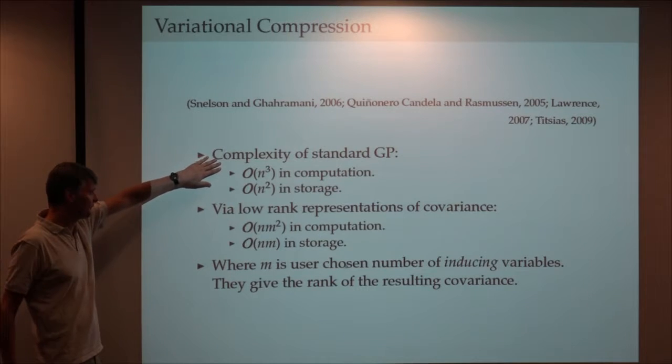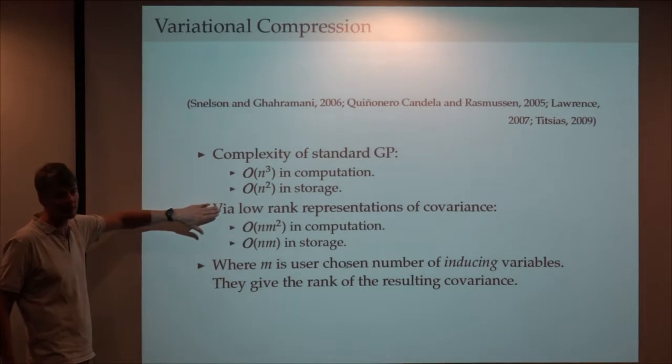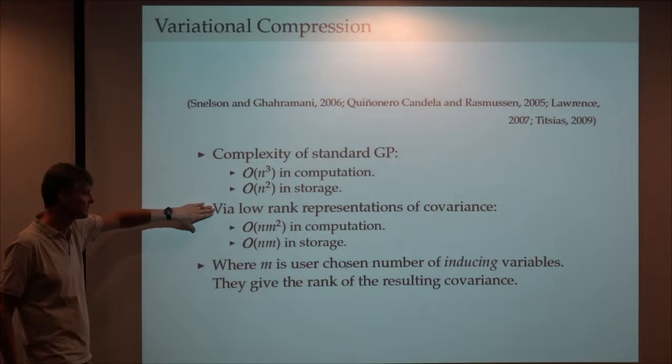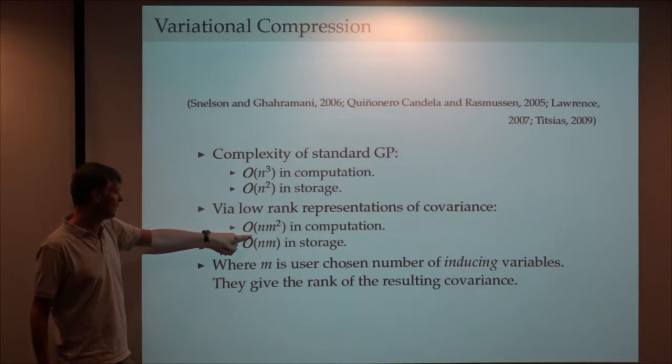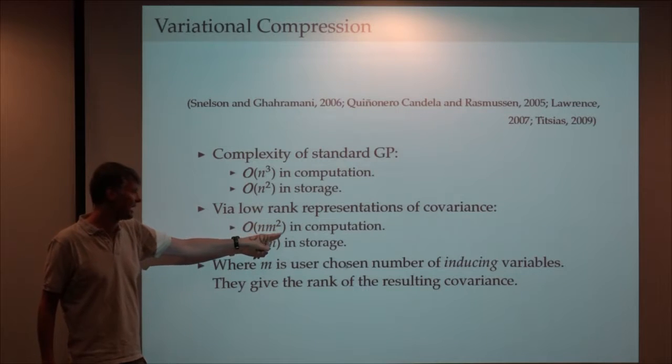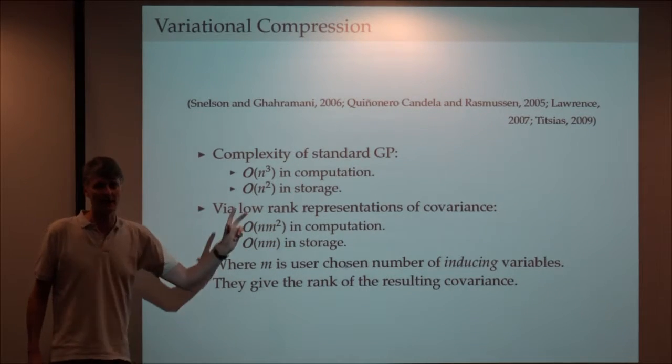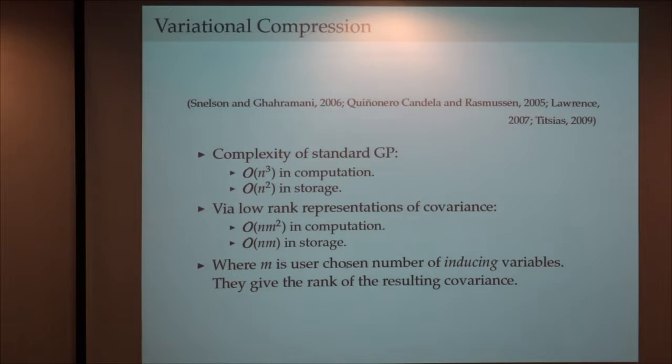So the idea is to move from this, and we use low rank representations of the covariance matrix. This moves us from order n squared storage to order n m squared computation and order n m storage, where m is the rank of the approximation that we use. The rank is given by something we call an inducing variable. And hopefully you get the sense of why we call it that as we go forward.